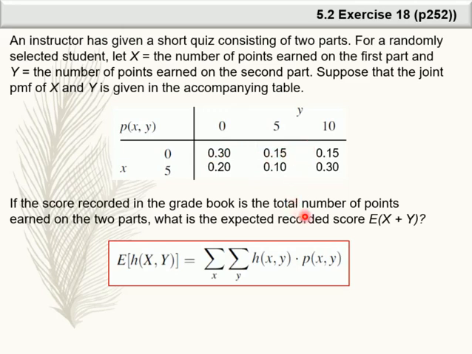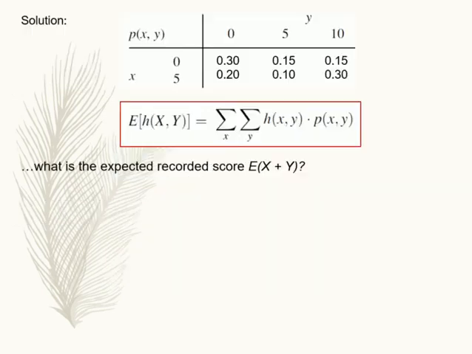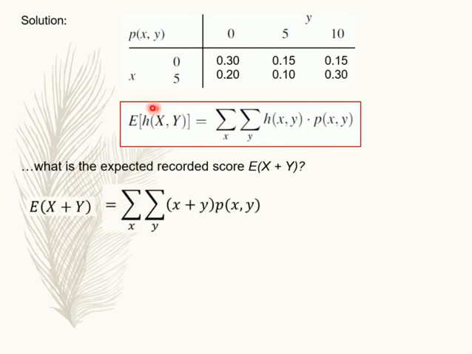You've been asked to find the expected value of the total number of points earned in the two parts. So in other words, the total number is x plus y, but you want the expected value of that. So we're going to apply this definition in the next slide so you can see how it works. So in place of h(x,y), we've been given x plus y. So all I've done is I've gone and substituted it there as well. So you have x plus y times p(x,y).